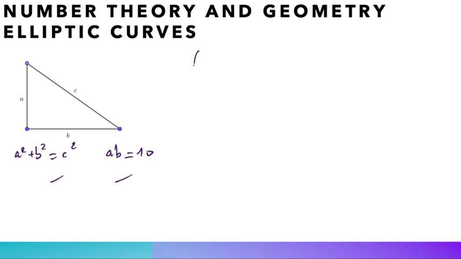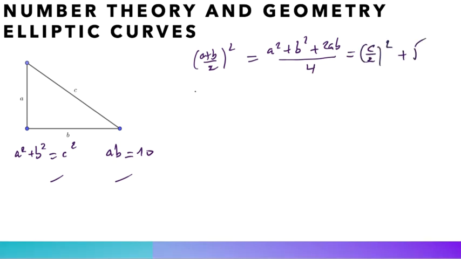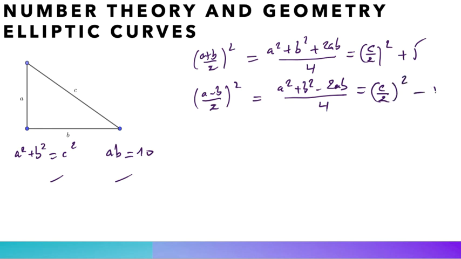Now if you compute ((a plus b) divided by 2) all squared, one finds (a squared plus b squared plus 2ab) all divided by 4, which is equal to (c divided by 2) all squared plus 5. On the other hand, ((a minus b) divided by 2) all squared is equal to (a squared plus b squared minus 2ab) all divided by 4, which is actually equal to (c divided by 2) all squared minus 5.